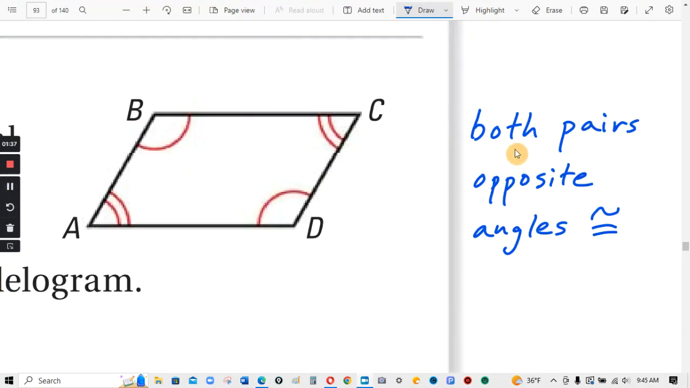So you want to prove both pairs of opposite angles congruent. Opposite angles in a quadrilateral are the ones diagonal from each other. So you have to check these two and also those two. It has to be both pairs.